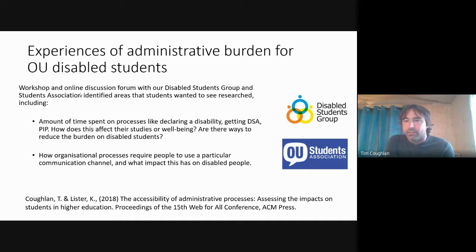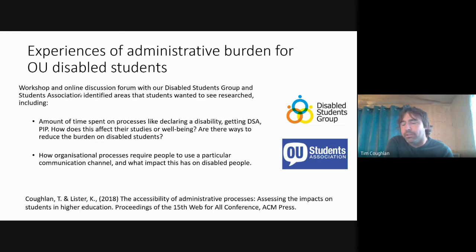My interest in this and my colleagues' interest in this really came up from some workshops we ran. So we have a disabled students group, part of our Students Association. And we wanted to kind of say, well, what are the research challenges you want us to address? What do you want us to work on? And a couple of the things that came out there were really connected with this.